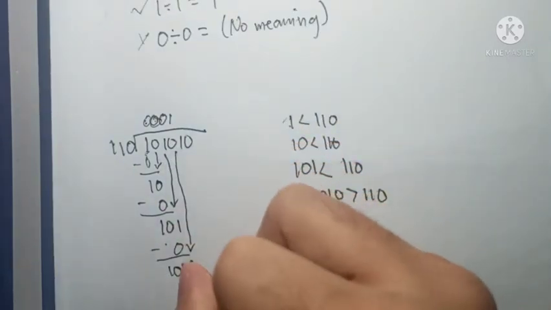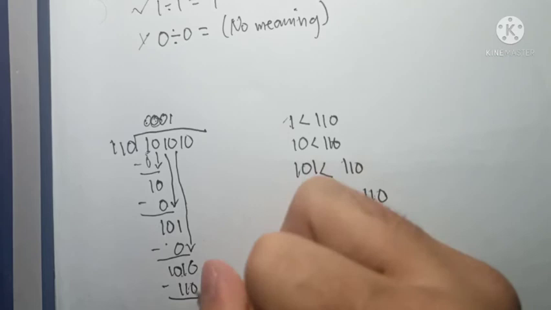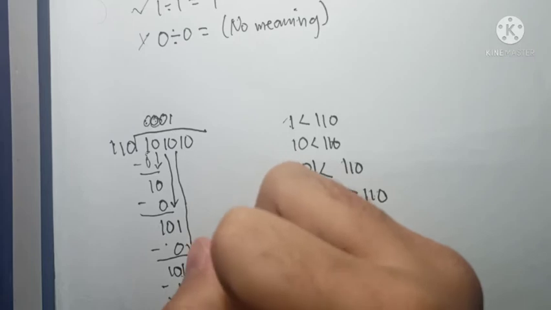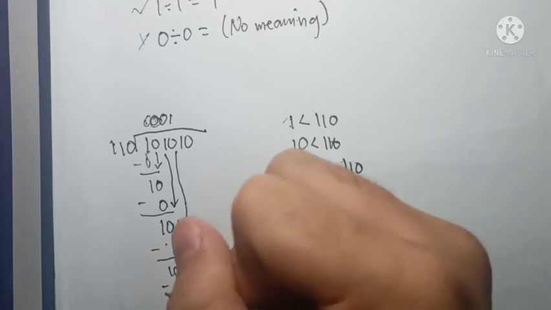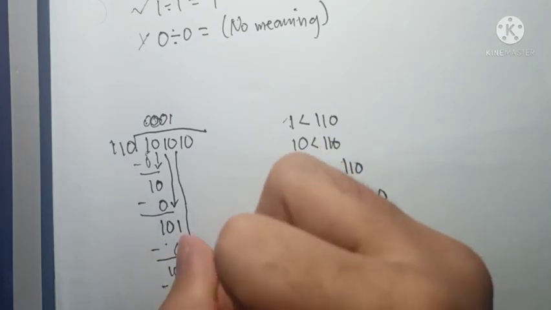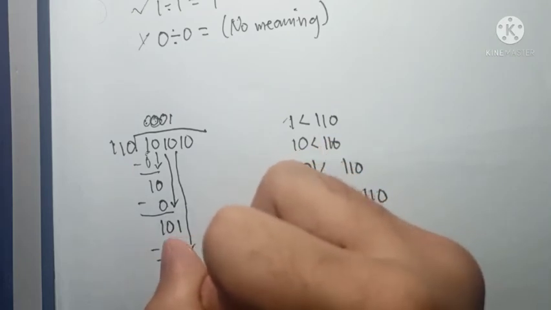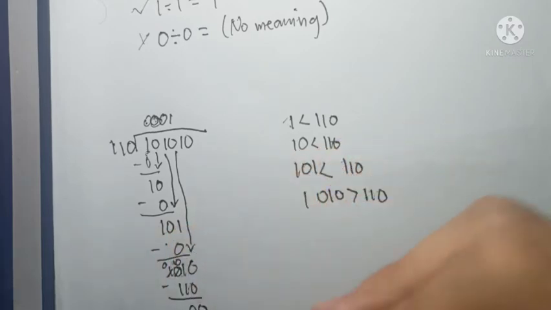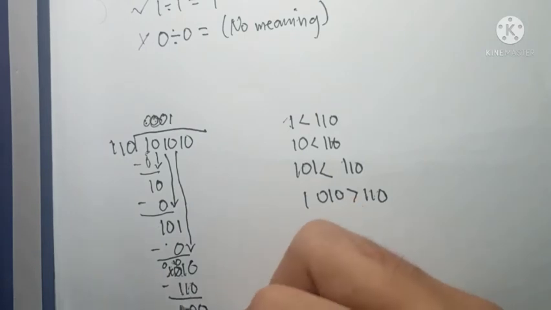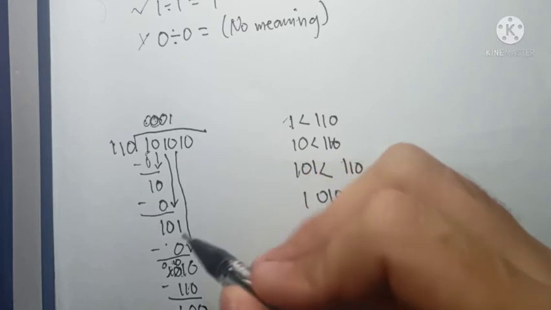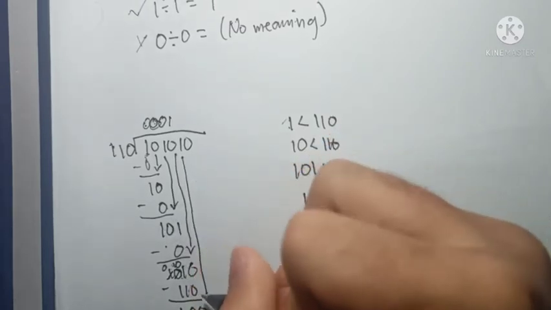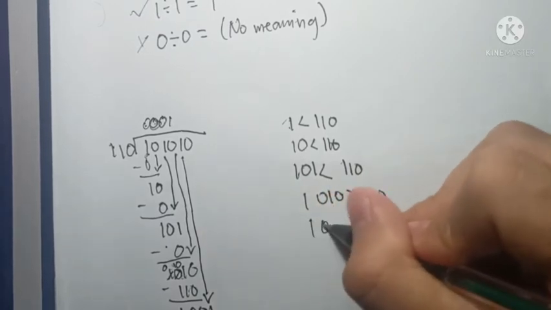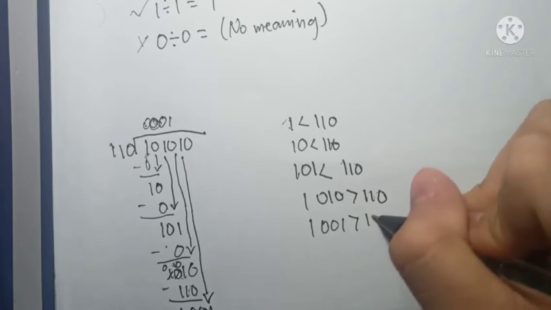1 times 110 is 110. Subtract: 0 minus 0 is 0. 1 minus 1 is 0. 0 minus 1 cannot be, so we will need to borrow the value from the previous bit here. So this one will become 0 and this one will become 10. 10 minus 1 is 1. So we will bring down the 1. 1001 is greater than 110.